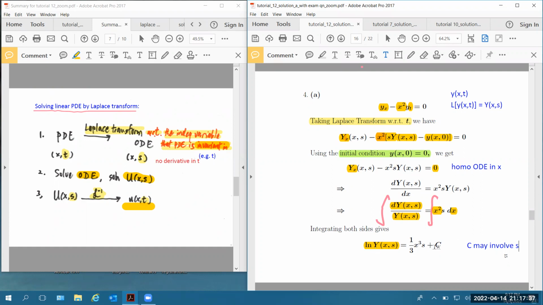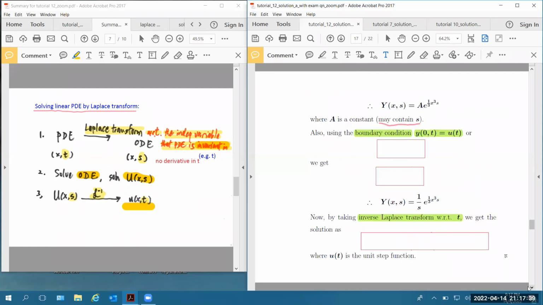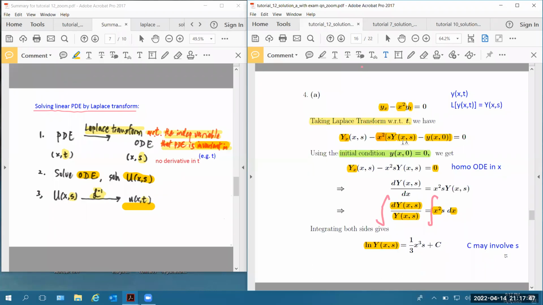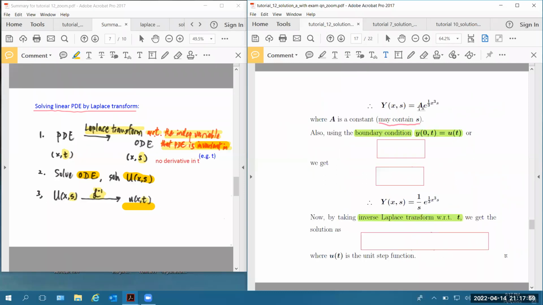Now, let me find the capital Y. Y will be e to the power of this, right? So go to the next page. Capital Y is e to the power of that. Then you may wonder where this a comes from. Y is e to the power of this thing times e to the power of c. So e to the power of c is another constant, and I call it a here. Is it okay?